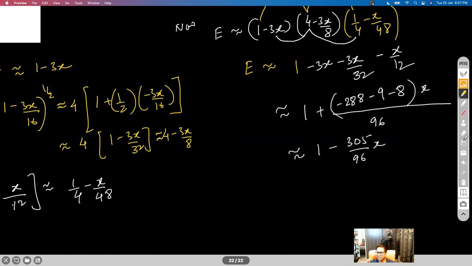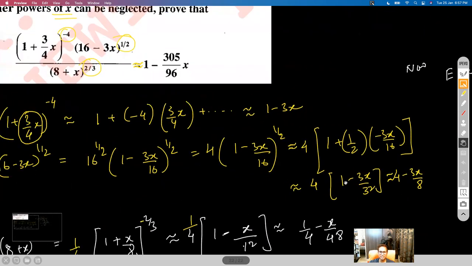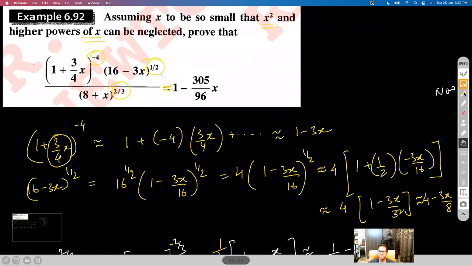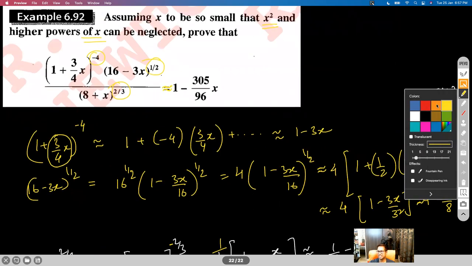Is everybody clear how this works? So what I did first was I took this expression. Let me write it once again here. I took this expression like this: 1 plus 3x by 4 to the power minus 4, 16 minus 3x to the power half, and I wrote it as 8 plus x to the power minus 2 by 3.